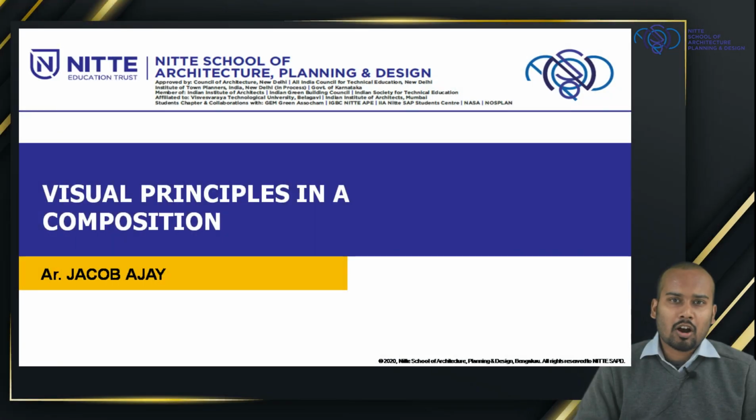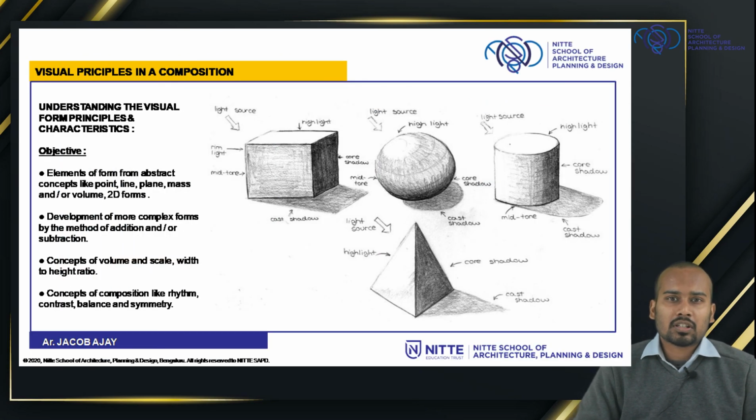So here I am going to talk about the first topic of NATA, which is visual principles in a composition. So I will be talking about how to understand the visual principles like line, point, form and shape, and the concepts of composition like balance, symmetry, hierarchy, contrast, design harmony and direction.